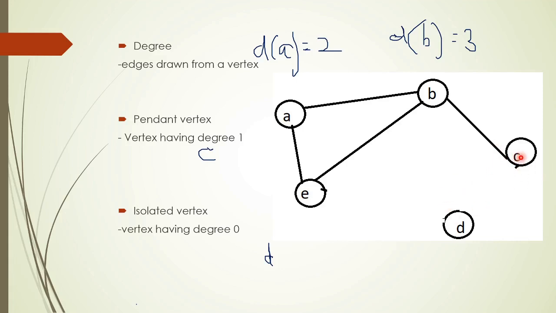When I talk about an isolated vertex, it means the vertex has no degree, or 0 degree. Here as you can see, D is isolated, very much separate, no edges are drawn from it, hence the degree of D is 0 and therefore this is an isolated vertex.